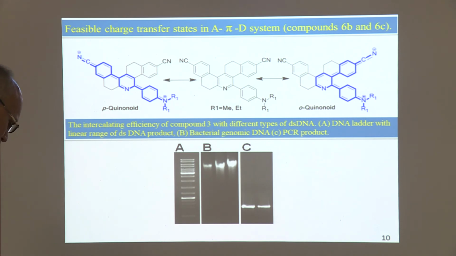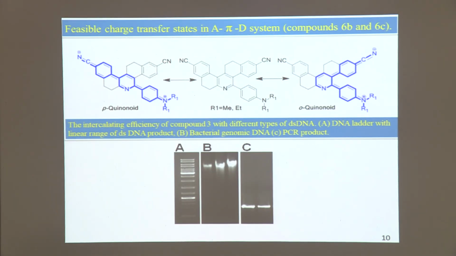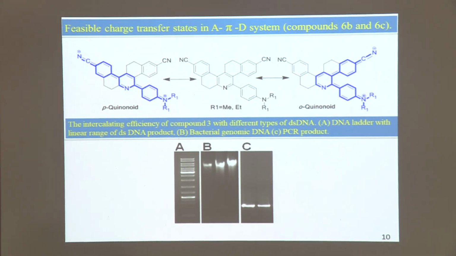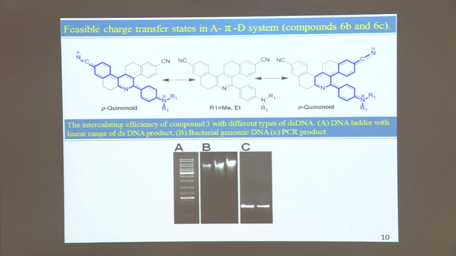So now they are using ethidium bromide. So it is capable of competing with that ethidium bromide. So this can be used as a marker in cancer cell studies, but we have to go deep into that to know how much it can be useful.